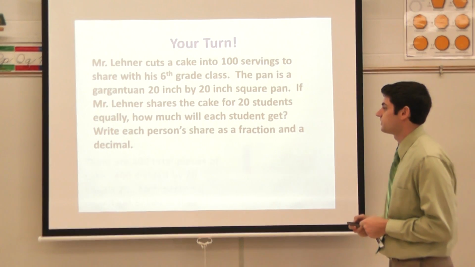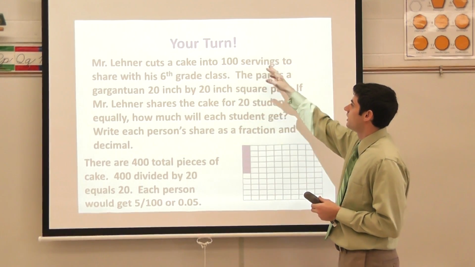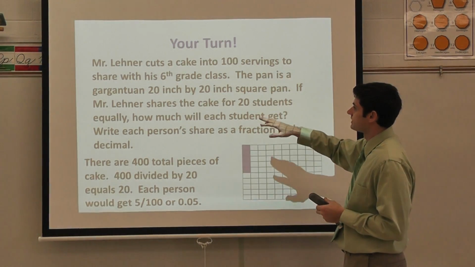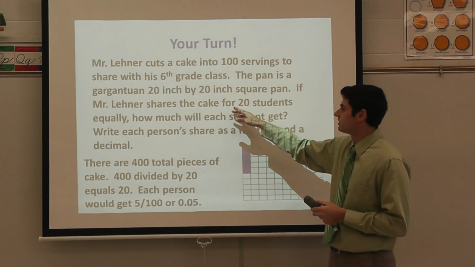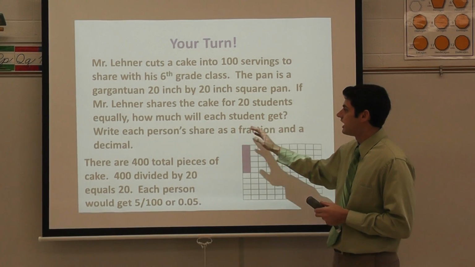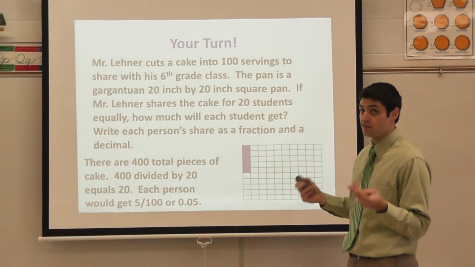Okay, when working with this problem, there's two things that I would do. I'd look and I know that there's 100 servings to share with the 6th grade class. I know that the pan is 20-inch by 20-inch. I know that I need to share the cake for 20 students equally, and I need to know how much each person will get as a fraction and a decimal. There's a lot in there.